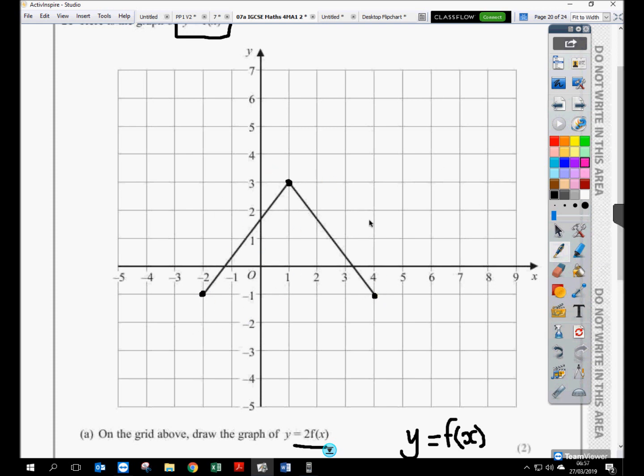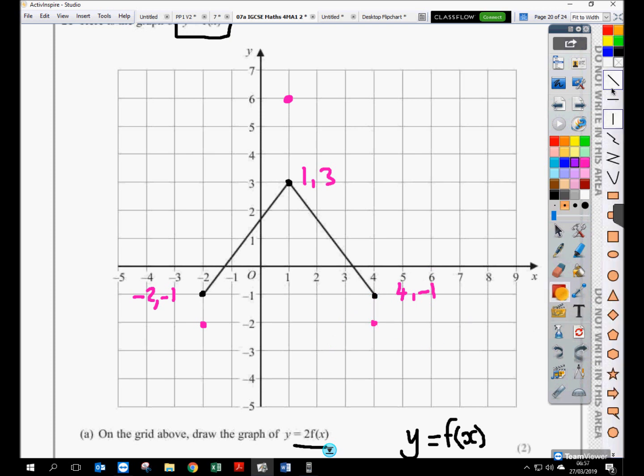Ones where I put a dot. And what we need to do is double the y. If we read the coordinate, it's 1, 3. If we double the y, it becomes 1, 6. This one is negative 2, negative 1. If we double the y, it becomes negative 2, negative 2. Same with this one. It's currently 4, negative 1. If we double the y, it becomes 4, negative 2. So like this.